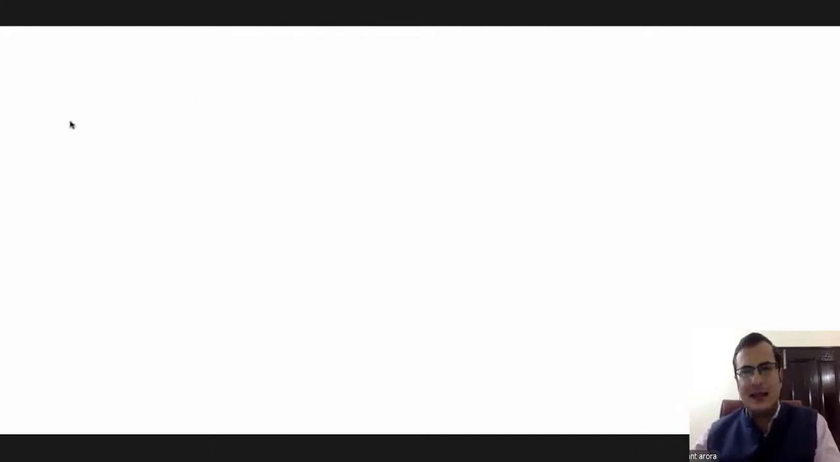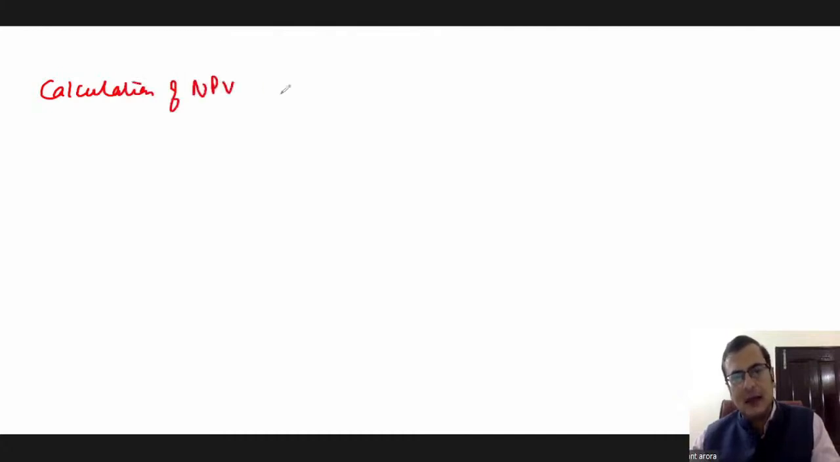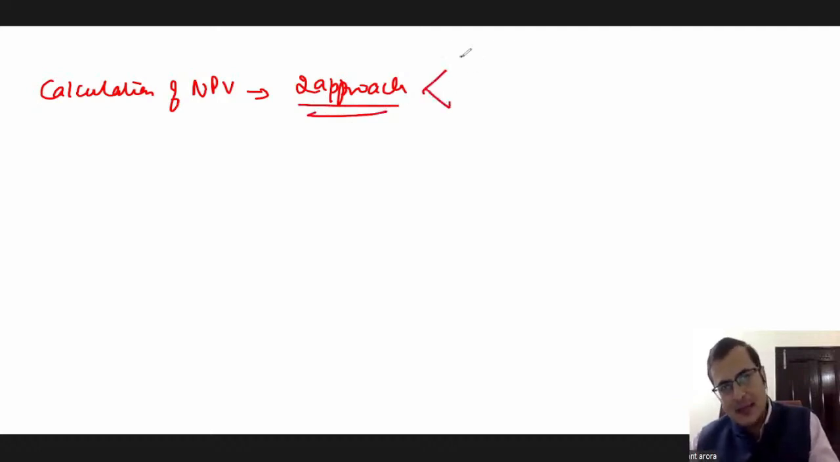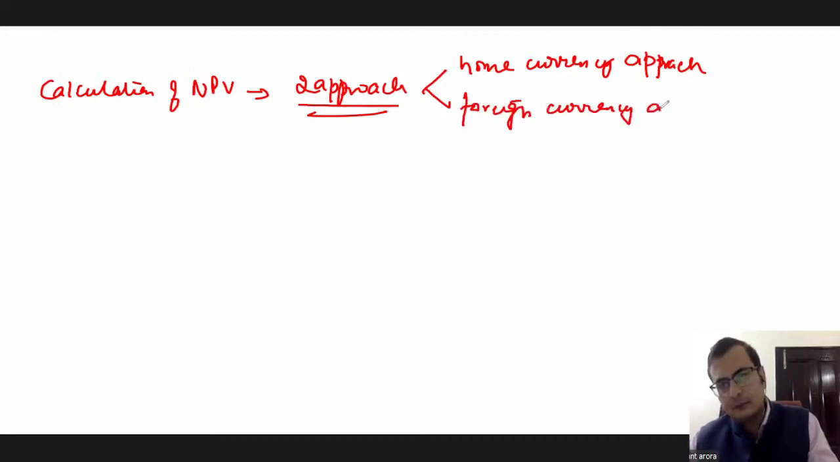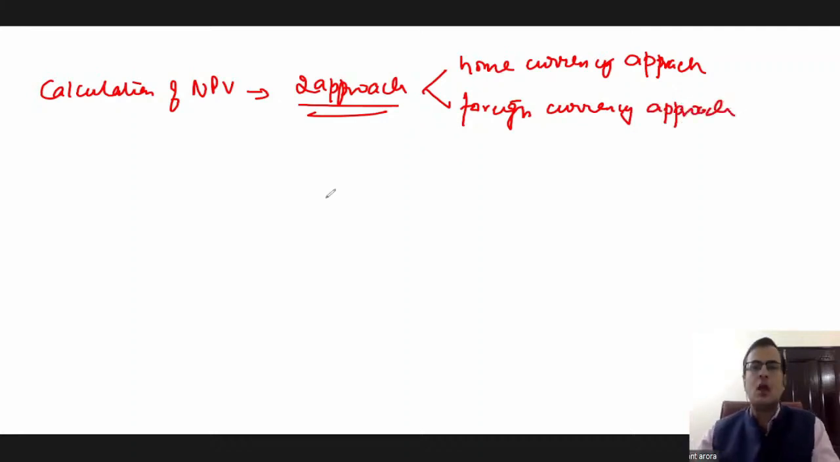Okay, beta. So basically, calculation of NPV in your exams has two approaches. Just be attentive. This is quite important, which I'm talking about. Two approaches means one is called the home currency approach, and one is called the foreign currency approach. Home currency approach, what does it mean?